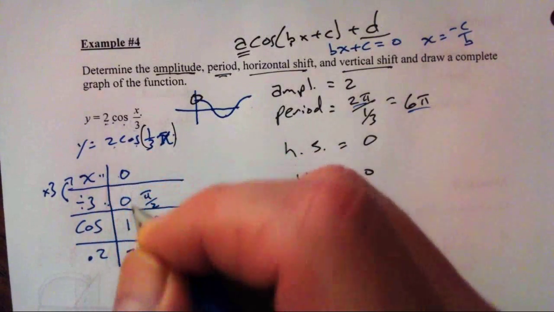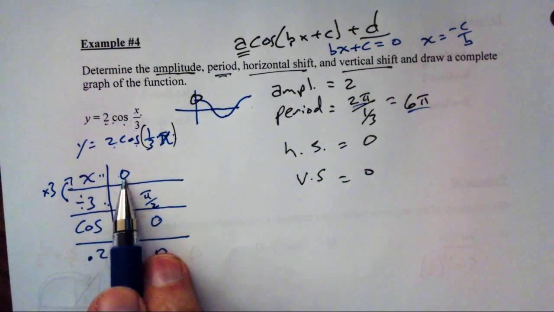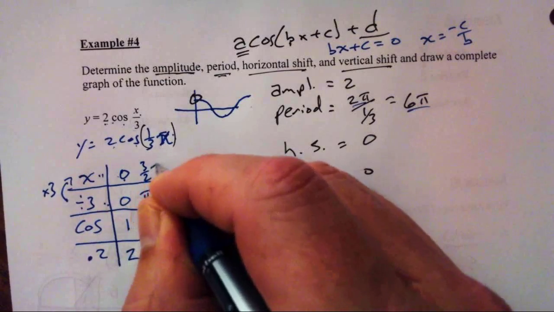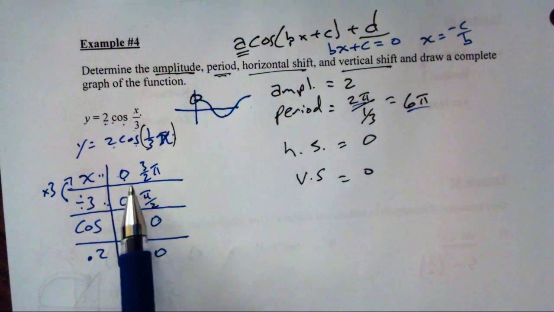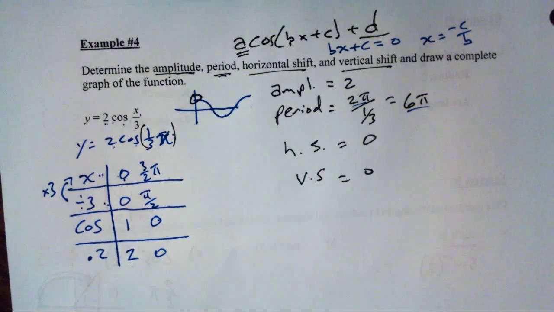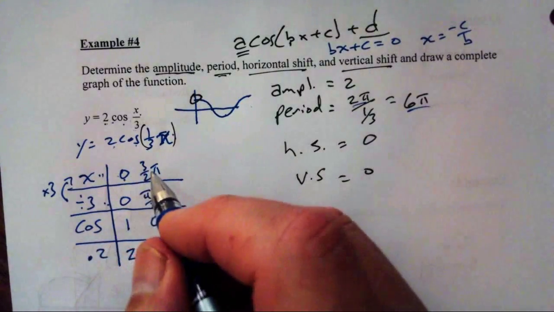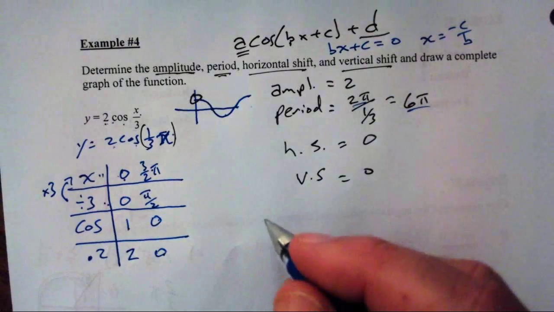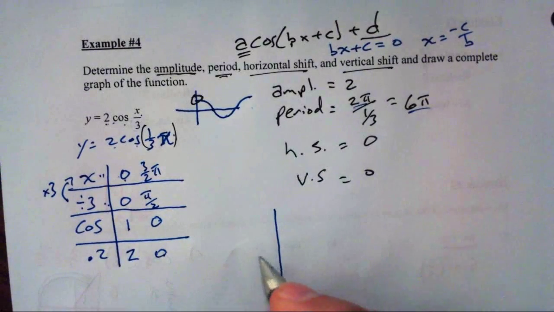0 times 3 is 0. That means that I do not have a phase shift right there. Multiply by 3, 3/2 pi. That means when I set up my chart, I'm going to count by 3/2 pi's. And this point, 3/2 pi, 0, is what that one was. So we're going to set this guy up.